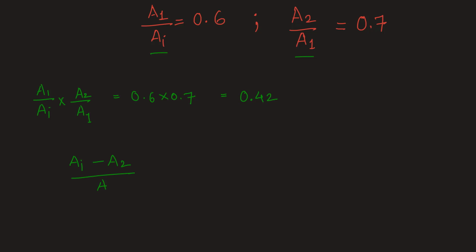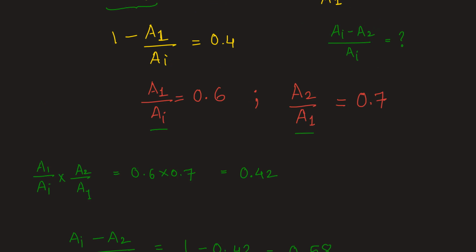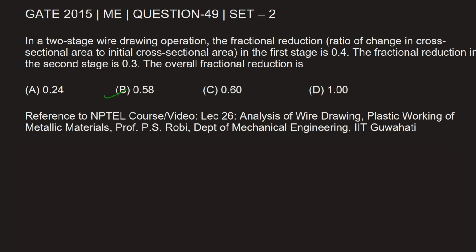And as we already saw, the overall fractional reduction, AI minus A2 by AI, which is AI by AI, will be 1 minus A2 by AI, which we have already found out to be 0.42. So we have 1 minus 0.42, that is 0.58. This is our overall fractional reduction. We don't have to write it in percentage, we have to write it as a ratio itself. So let's go back and mark the correct option. 0.58 is given in option B.